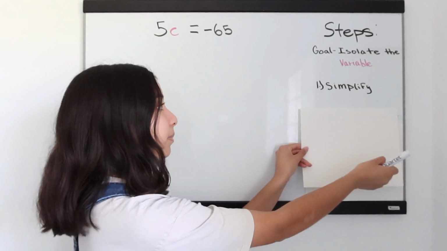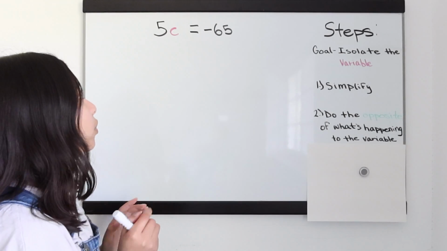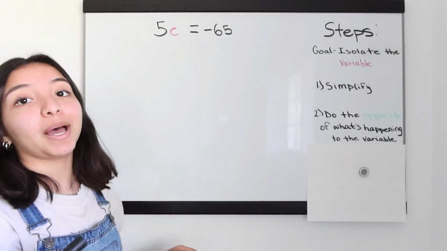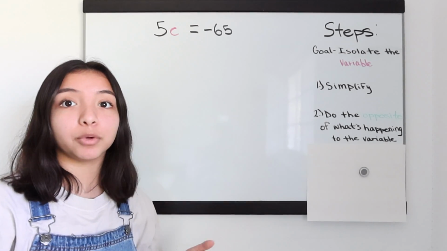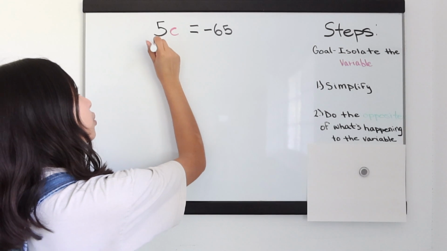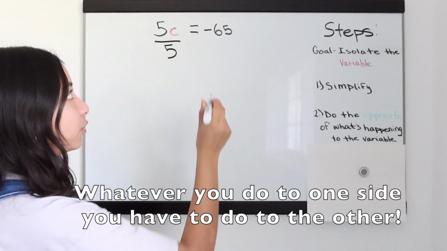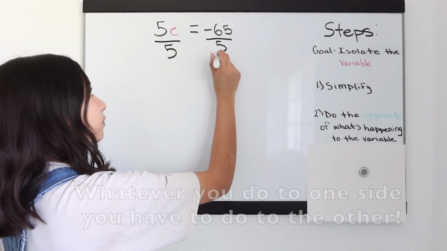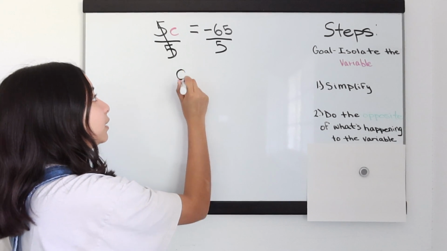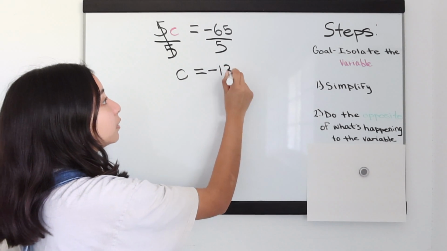The second step is to do the opposite of what's happening to the variable. So what is happening to c right now? Well, it's being multiplied by 5. We want to do the opposite of multiplication, and the opposite of multiplication is division. So we are going to want to divide by 5 on both sides of the equation. The 5 and the 5 cancel out. That turns to a 1. c is equal to negative 13.